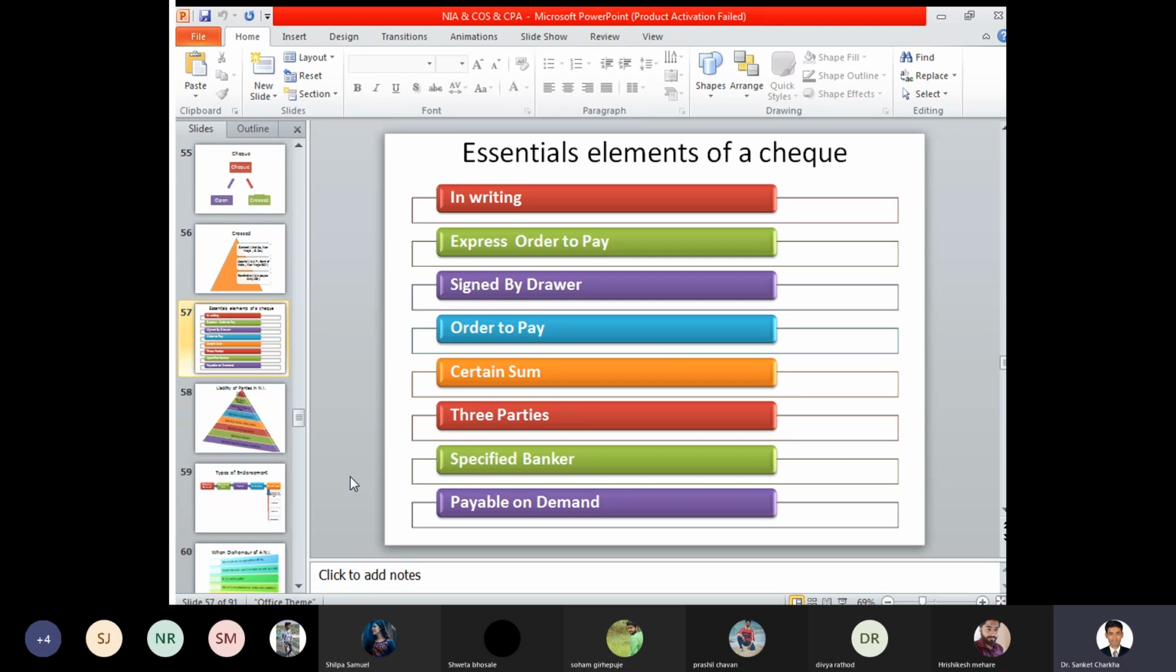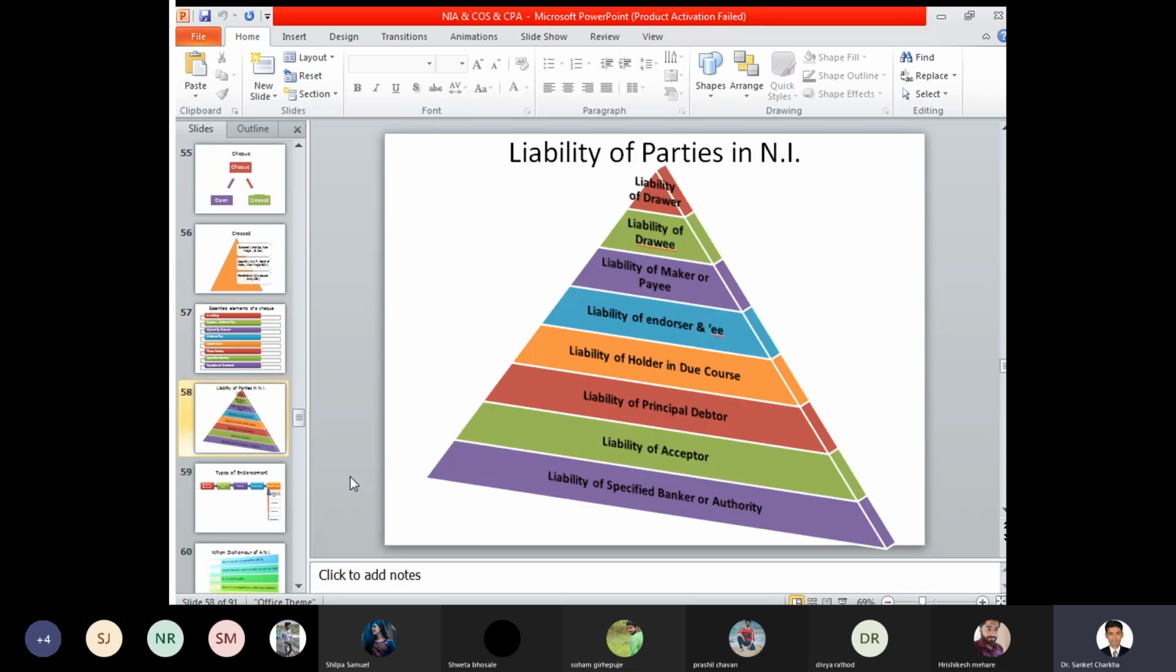Specified banker: always a specified banker must be applicable, and the payment of a check can be received by a specific bank only, and no other person or private individual is allowed to make the payment of a check. And lastly, payable on demand. Unless and until the parties demand a certain payment, the payment for a check cannot be done, and hence it is always payable on demand only.